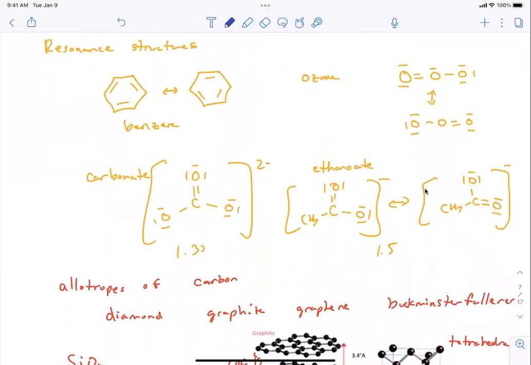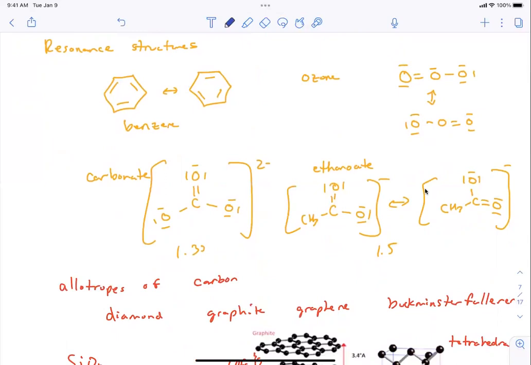Resonance structures, common resonance structures that I would be familiar with. Now, you don't necessarily have to memorize these, but ones that show up a lot if they're going to talk about resonance structures: benzene, ozone, carbonate, and ethanoate. They like asking about carbonate and ethanoate and CO2 because they all have C bonds with O, but they're slightly different bonds based on the resonance structure that's happening.